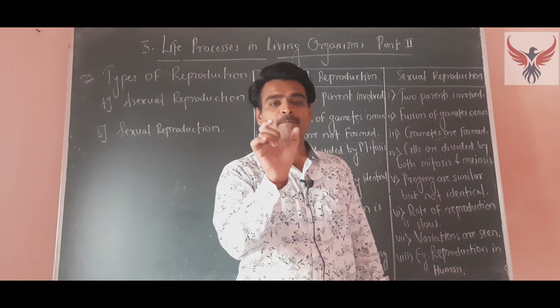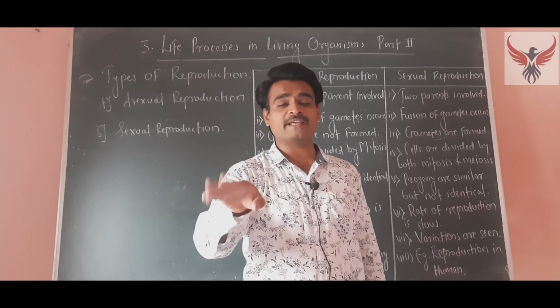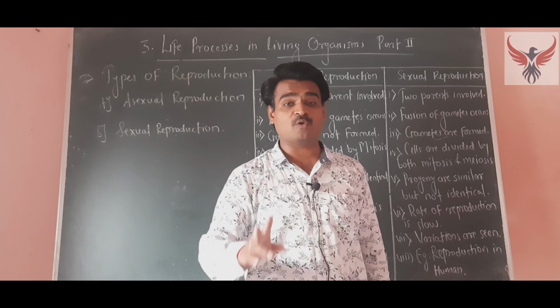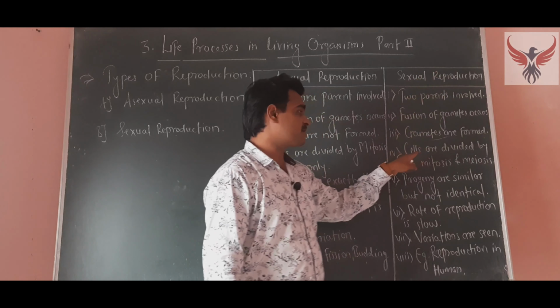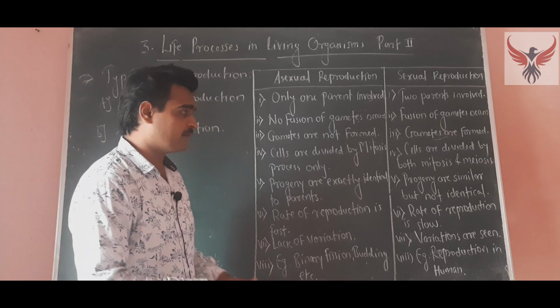See, mitosis process only occurs in case of somatic cells, and meiosis process occurs in case of germ cells or reproductive cells. So in case of sexual reproduction, the cells are divided by mitosis and meiosis process. So this is the fourth difference.